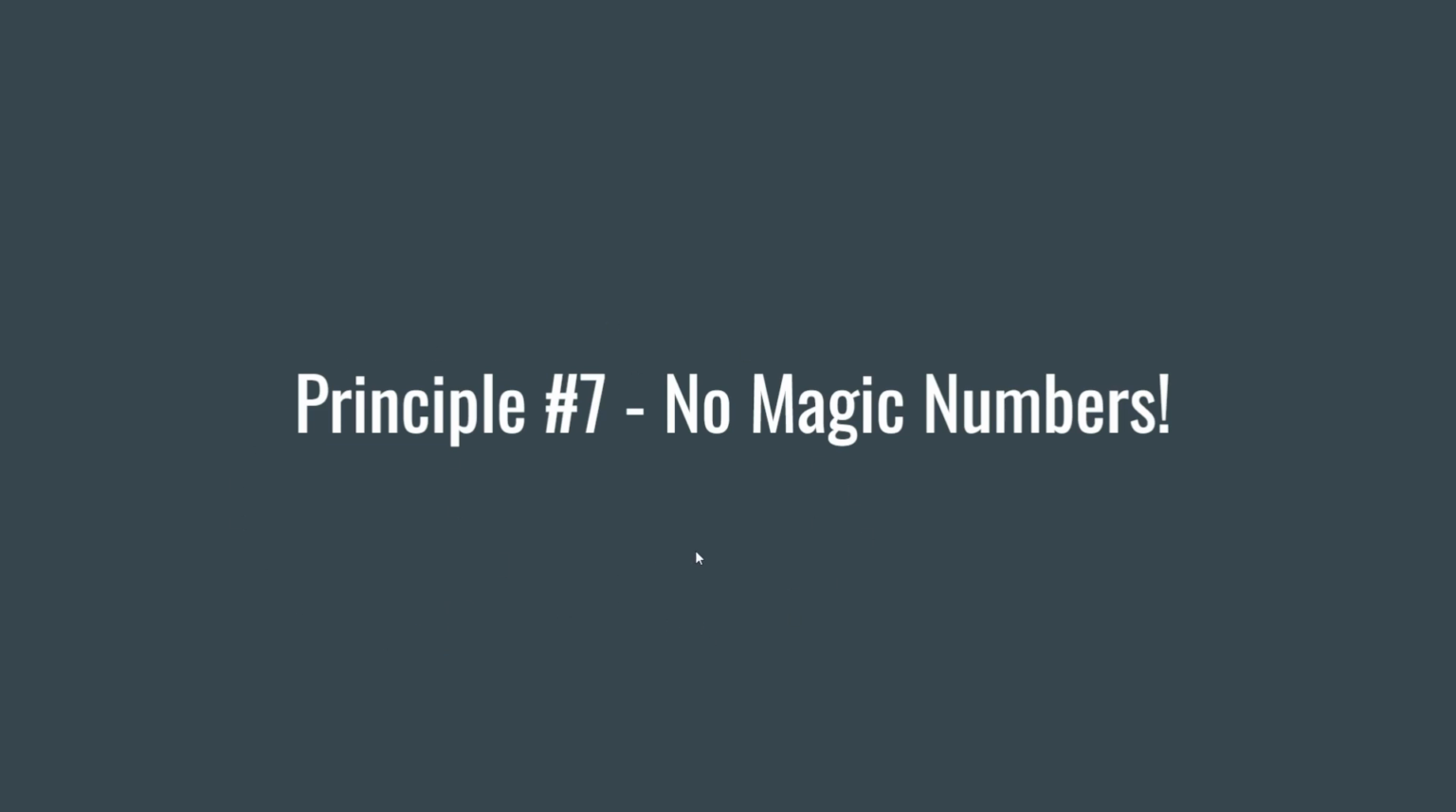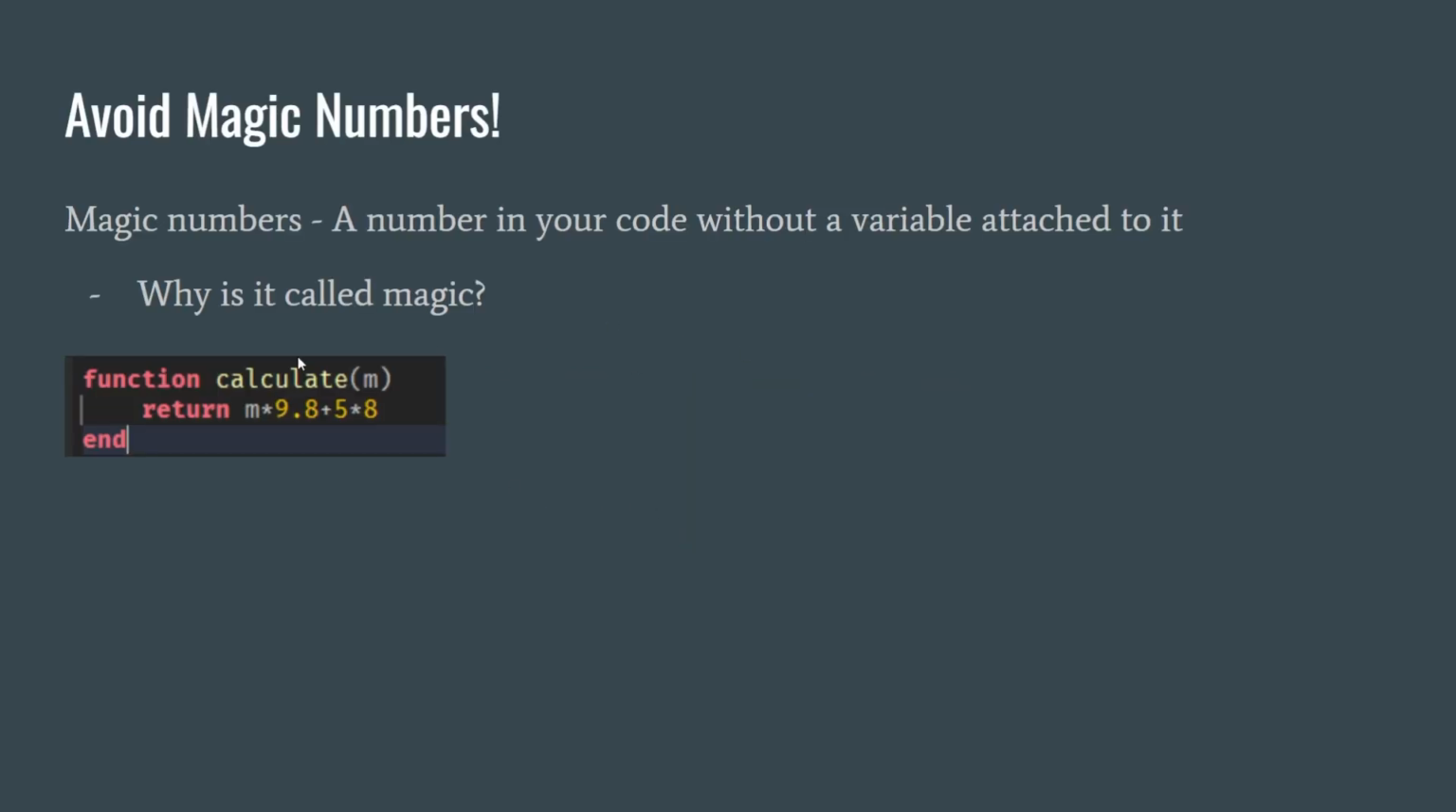Principle number 7, no magic numbers. Magic numbers are any number in your code that doesn't have a variable attached to it. So look at this function. Can anyone tell me what's going on? I see it's returning m multiplied by 9.8 plus 5 times 8. Like, what is going on? It's just doing a calculation. We have no idea what calculation it's doing.